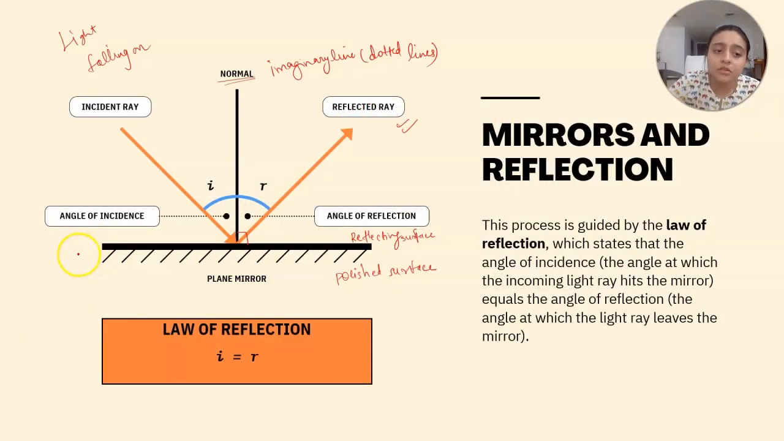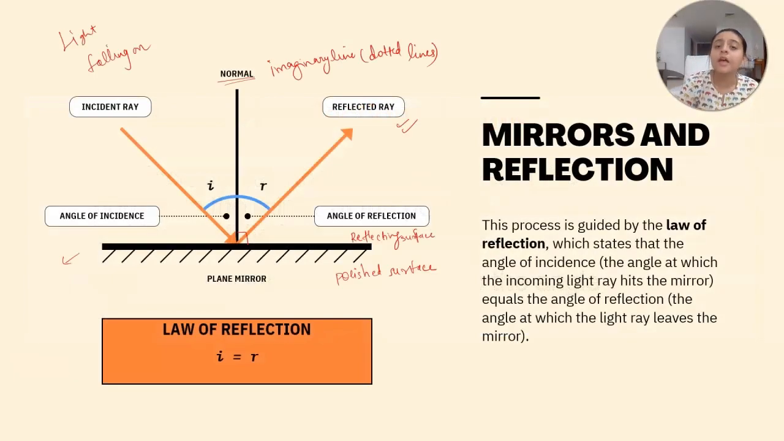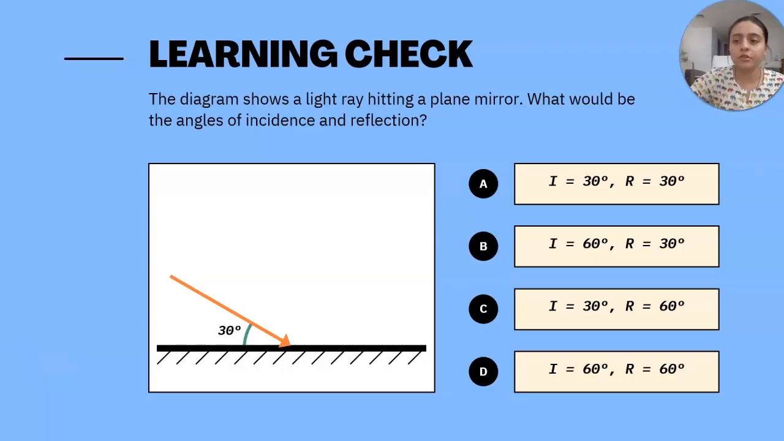This normal is also known as the principal axis of the reflecting surface. So the incident ray, normal and reflected ray always lie in the same plane. The next law states that the angle of incidence is equal to the angle of reflection. Sometimes it also states that the normal is always perpendicular to the reflecting surface. So these are the three basic laws of reflection.